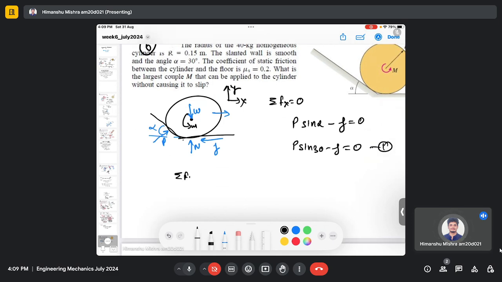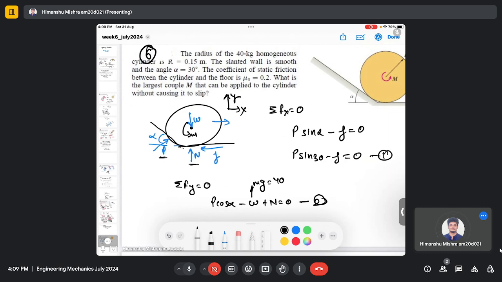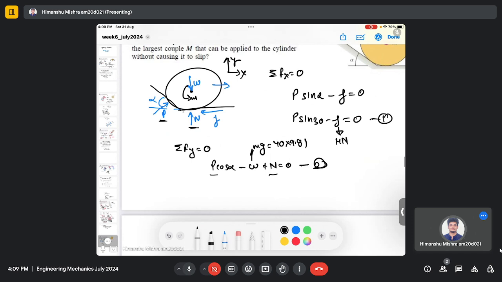So if you do the force balance analysis in the y direction and equate it to 0, then you have the component of P, which is P cos alpha. You have weight and you have this normal reaction N. So minus W plus N equals 0. This is equation 2. And W is mg, which is 40 multiplied by 9.81. And F you can write as mu N. So again, P and N both are unknown quantities. So you have two equations and two unknowns.